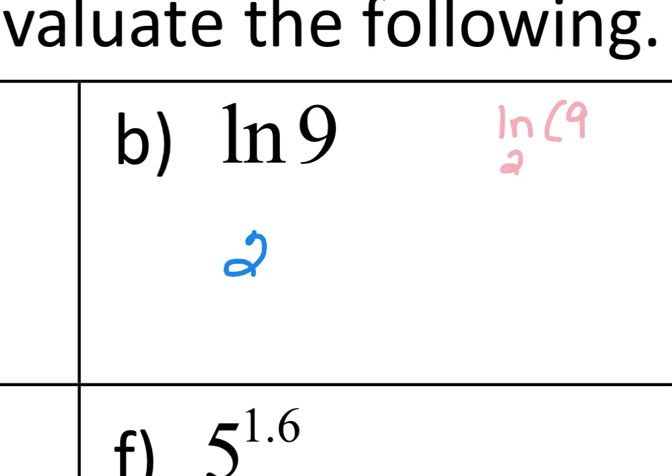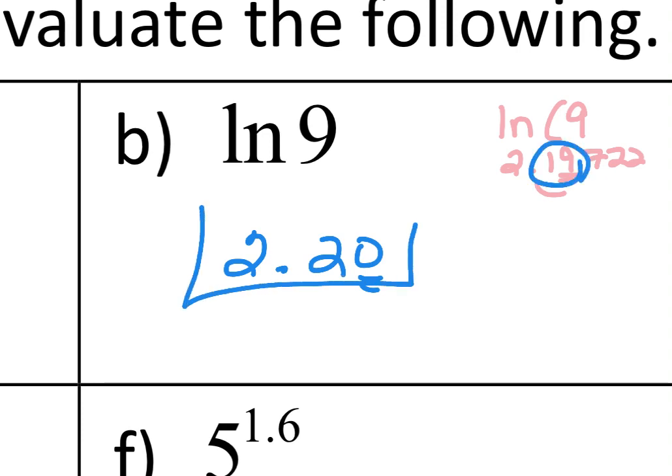It's got like 2.19722 and so on. And again, I want you to round to 2 decimal places. Remember that if it's a 9 and you have to round up, then you have to go back 1. And so your answer here is going to be 2.20. I still want that second decimal place, but 19 rounds up to 20. And so your answer here is 2.20.